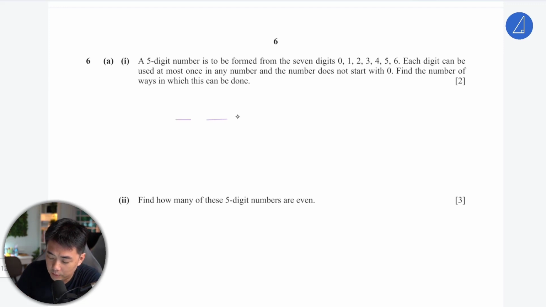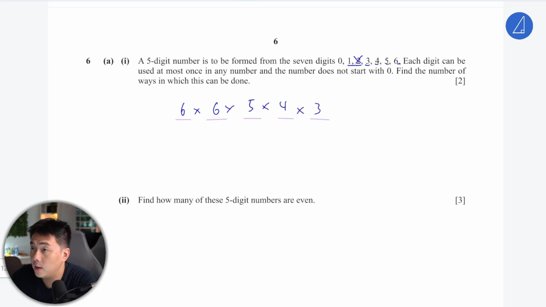So if 5 digits, 1, 2, 3, 4, 5, we can't start with 0. So we only have 6 choices here. After placing one number down, for the subsequent 4 digits, we still have 6 choices, because we can include the 0. So essentially this is 6, then after placing one, there will be 5, then 4, 3. So this would be our answer: 6 multiplied by 6 multiplied by 5, 4 and 3. So that will be 2160 ways. Okay, that's it.